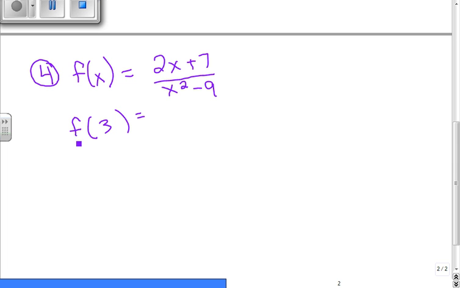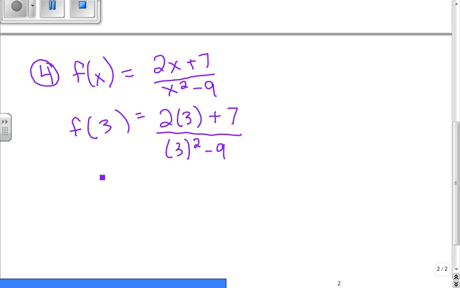Okay, problem 4 asks us to evaluate 2x plus 7 over x squared minus 9 when x is 3. So we're going to plug in 3 every time we see an x. So we have 2 times 3 plus 7 over 3 squared minus 9.